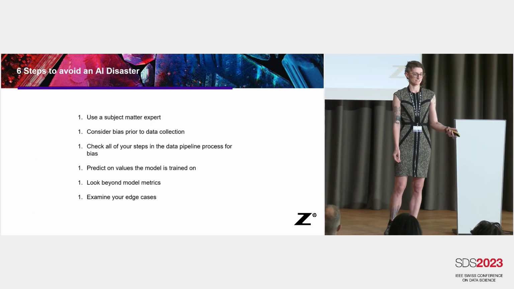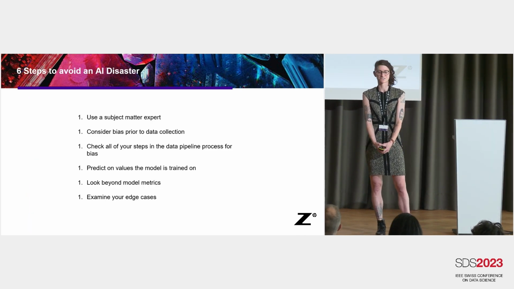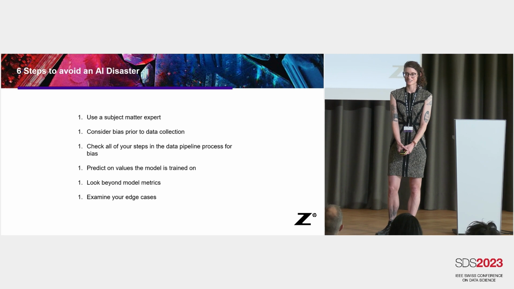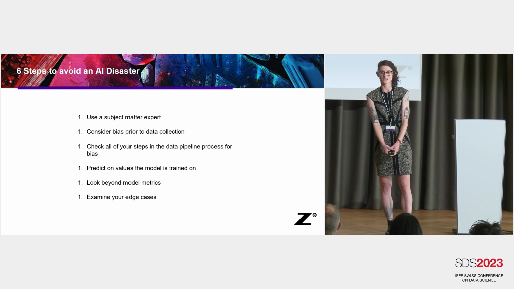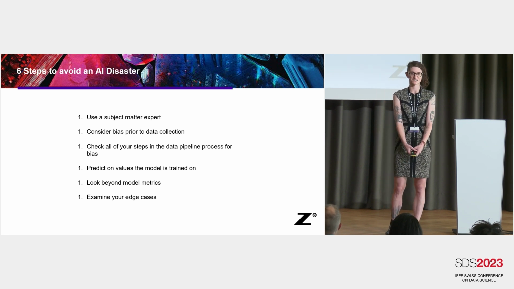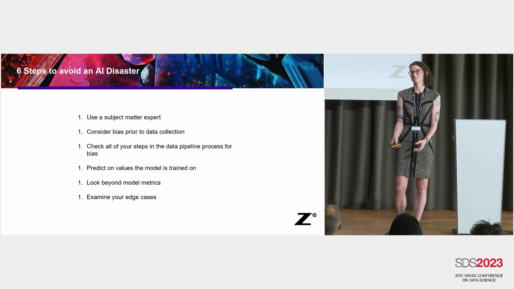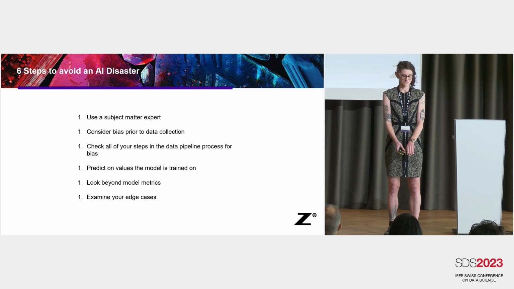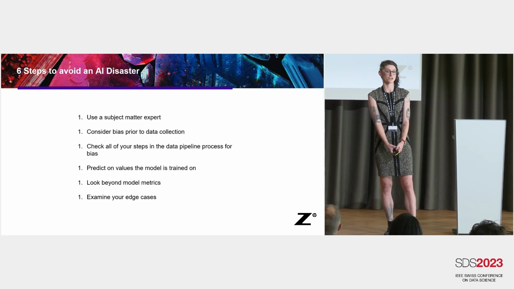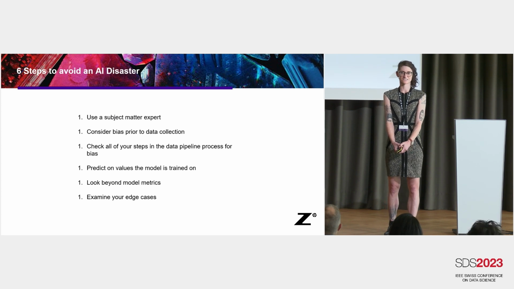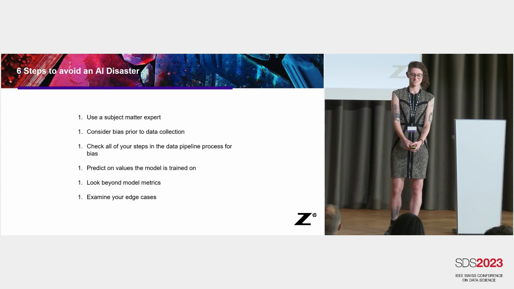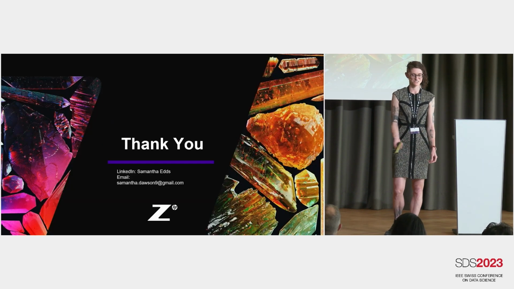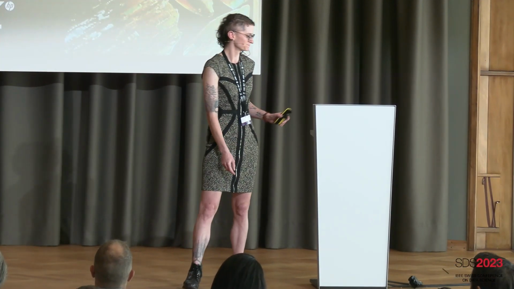And so with that, I will just go through our 6 steps once again. Step 1, use a subject matter expert. 2, consider bias prior to data collection. 3, check all the steps in your data pipeline process for bias. 4, predict on values your model is trained on. 5, look beyond your model metrics to your average use cases. And 6, examine your edge cases. And with that, I'm happy to answer any questions. Thank you.